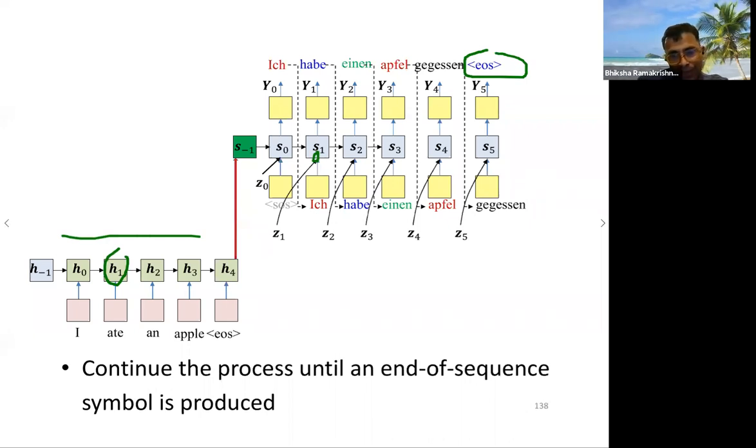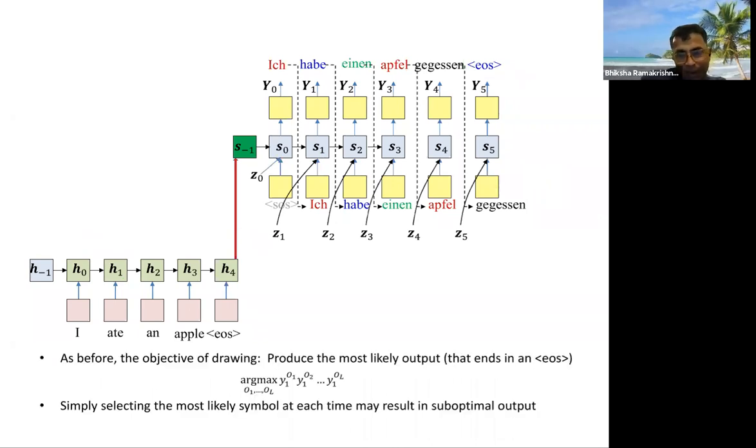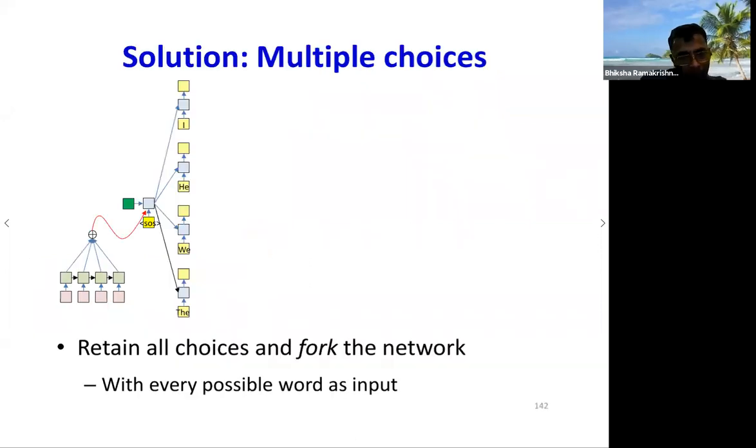So I have this, the rest we are mostly done. Let me just quickly go through. So again, decoding as before, the objective of drawing is to produce the most likely output that ends in an EOS. If I were to simply draw the most likely word from the distribution here at each time, just as before, this could result in a suboptimal output. And so what we will do as before is we won't choose, we're going to retain all choices.